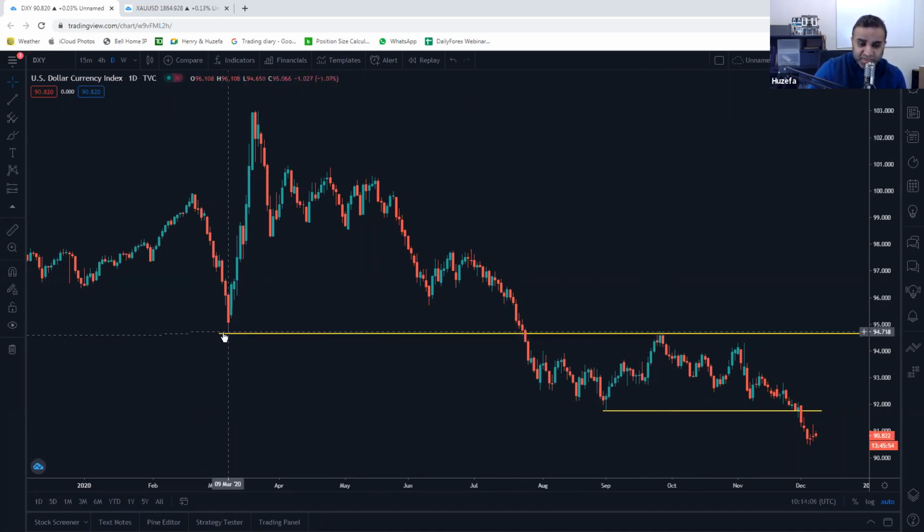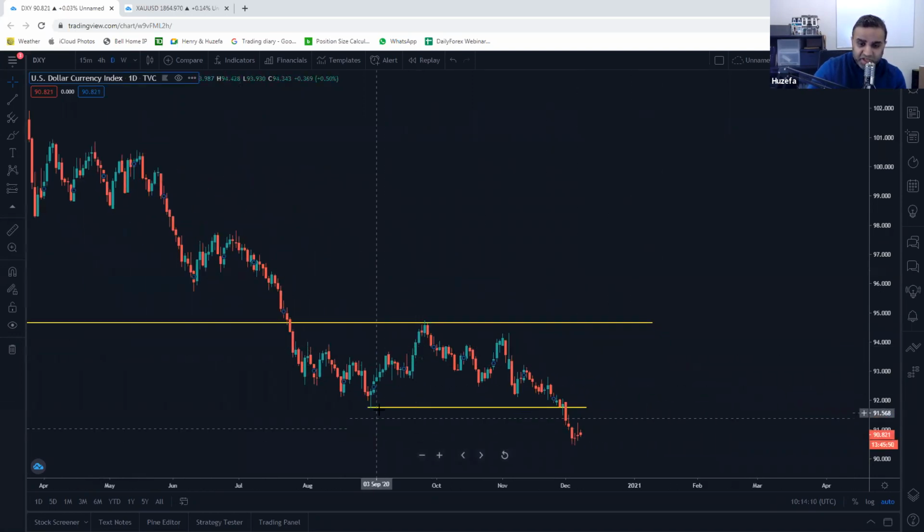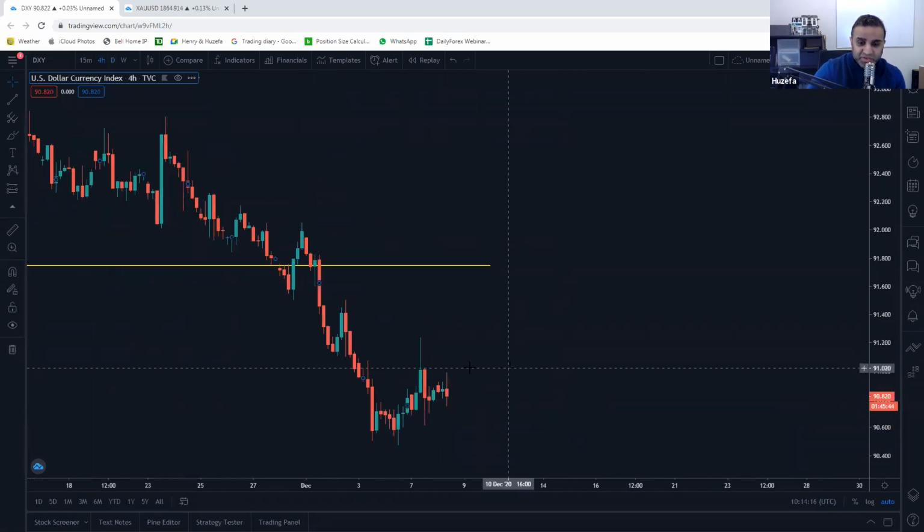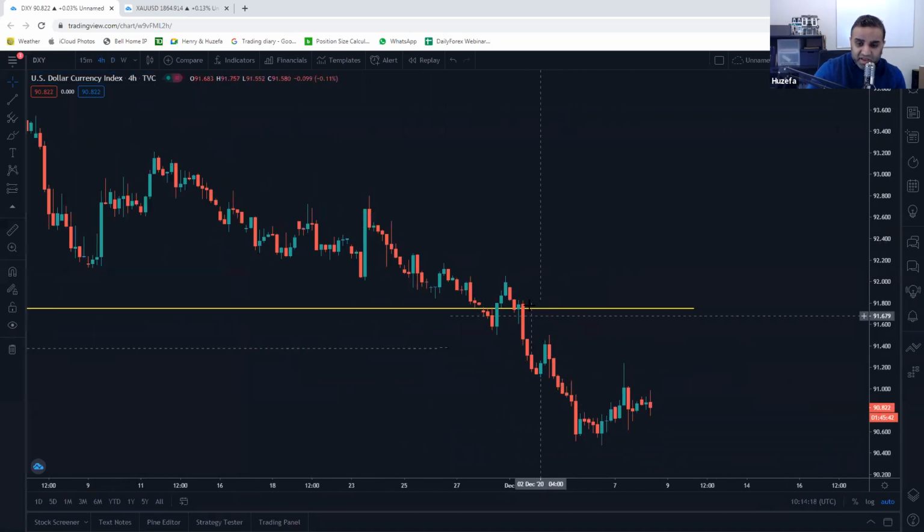So it kind of confirms that this support is now resistance, and really we're looking at a bearish trend. And the last support it made, it just moved through it quite cleanly. This is a daily. We'll move into the 4-hour candles now. It moved through it quite cleanly. So I'm looking at a bearish trend for the US dollar. The dollar index is going down.